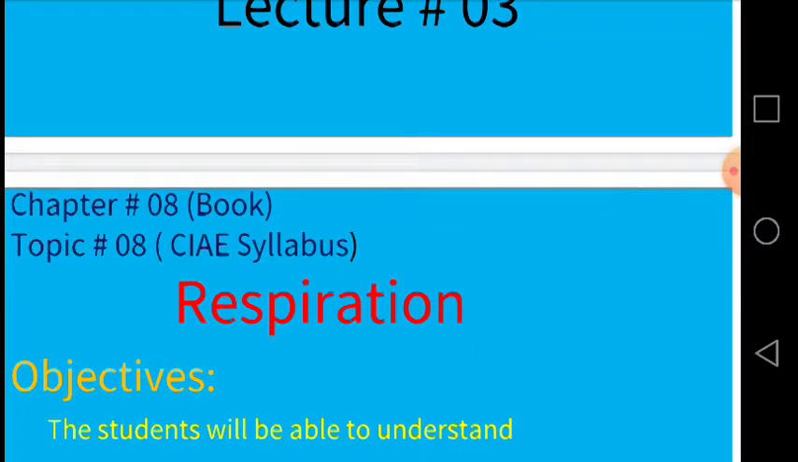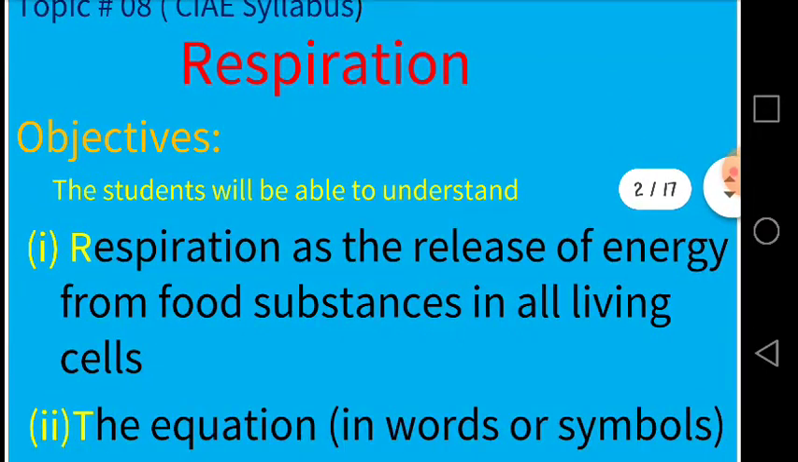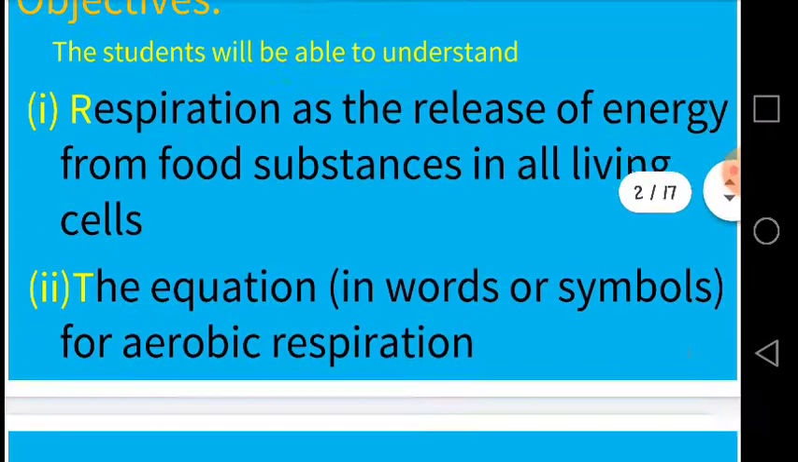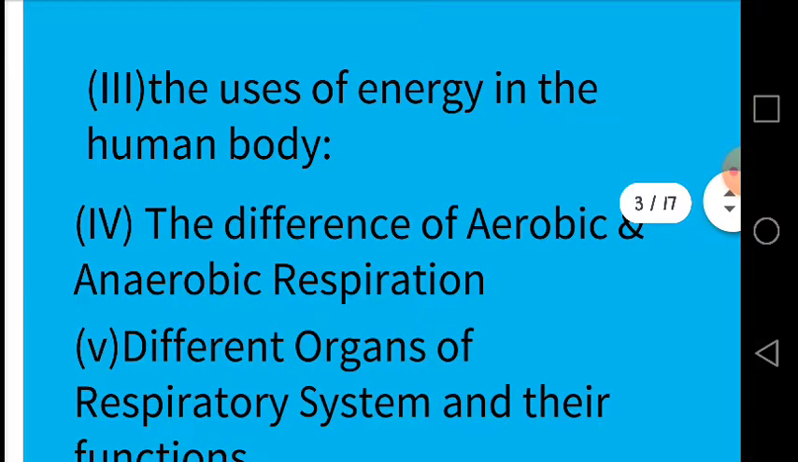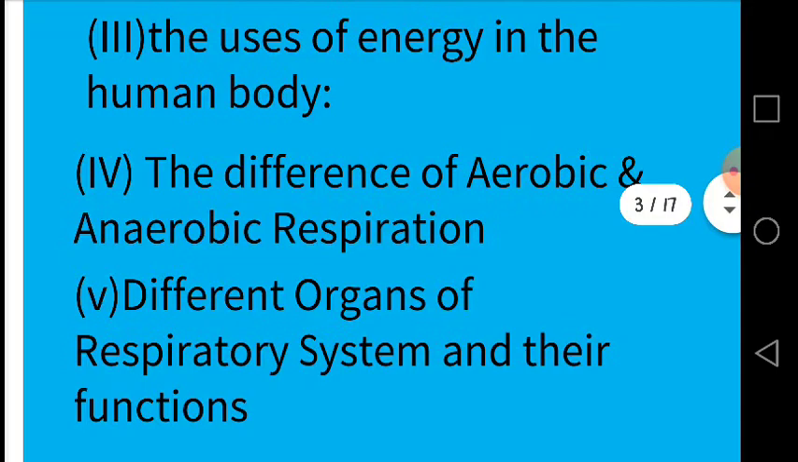The objectives for this topic are these: respiration as a release of energy from food substances in all living organisms, and especially at the cellular level. The equations in words and symbols for respiration, the uses of energy in the human body, the difference of aerobic and anaerobic respiration, and the different organs of the respiratory system and their functions. We will be focusing on all these 5 points.